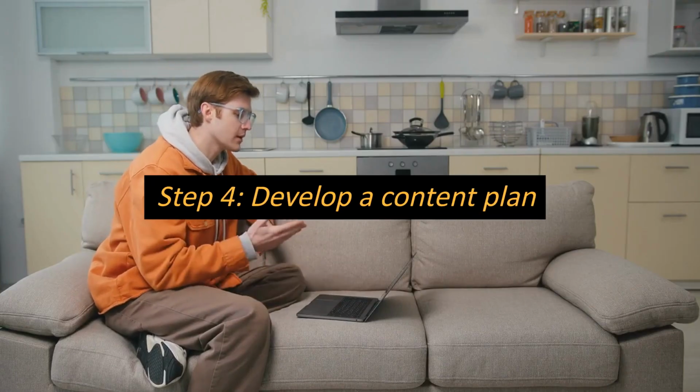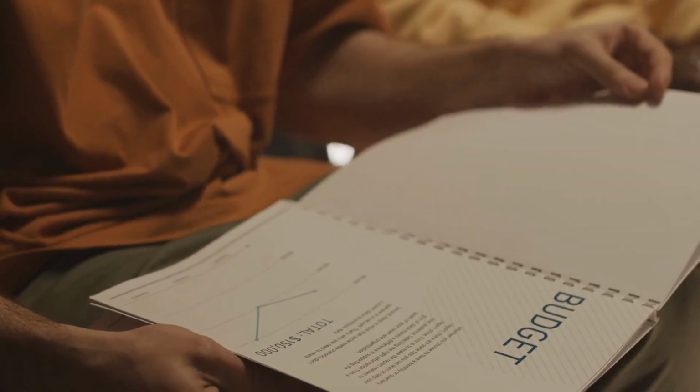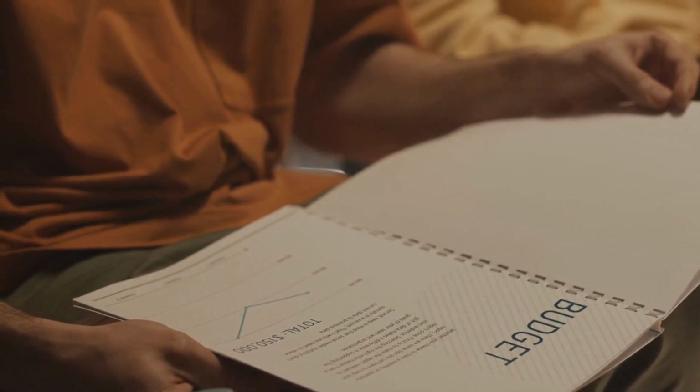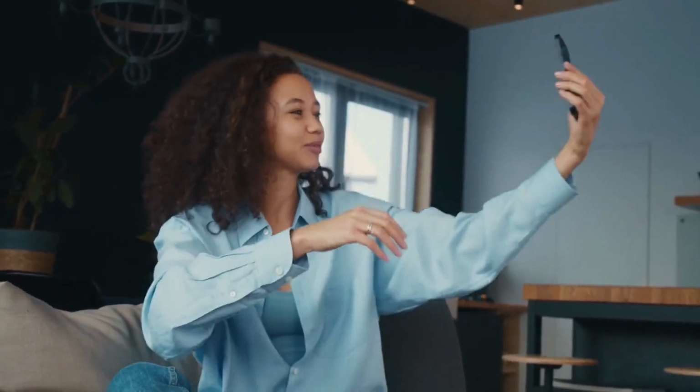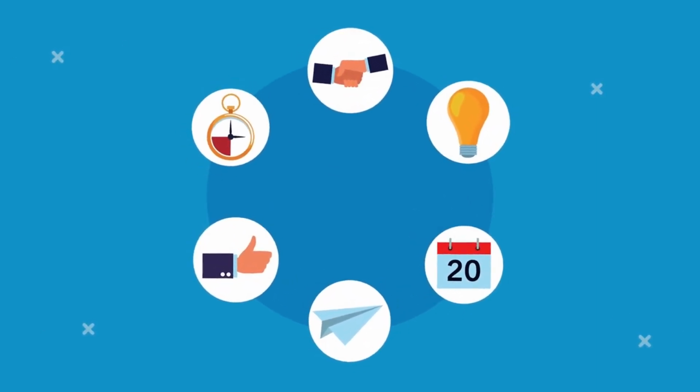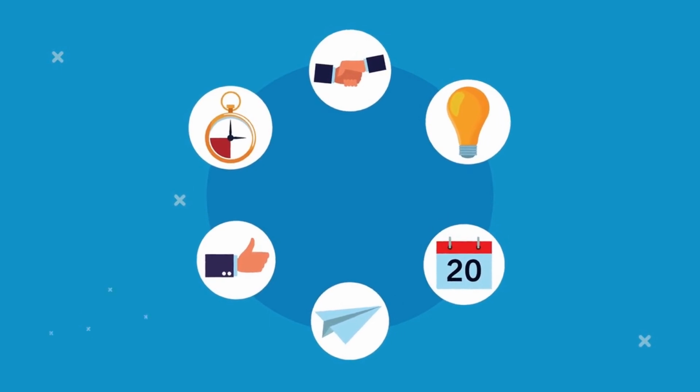Step 4. Develop a content plan. Now that you know your goals, audience and platforms, it's time to start creating a content plan. Decide what types of content you'll be posting, such as images, videos, or blog posts. Then, create a content calendar to keep track of your posts and ensure a consistent presence.